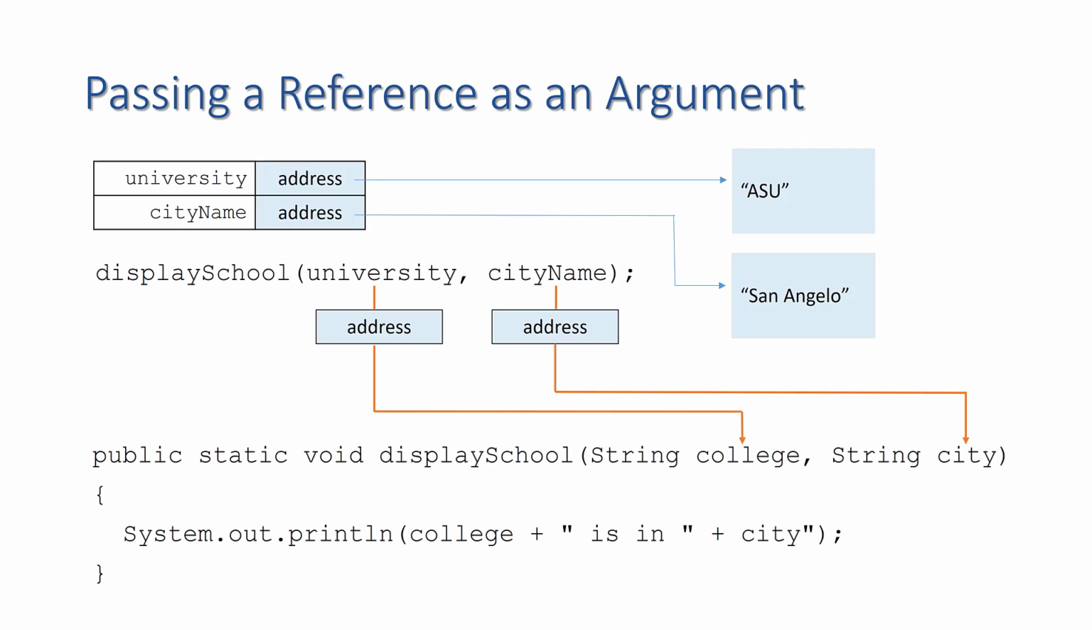In this example, there are two string objects, university and cityName. The method call to displaySchool passes the address of university and cityName into the parameters college and city, respectively. So when the println statement outputs college and city, it is outputting the strings referenced by university and cityName because both sets of variables reference the same objects in memory.